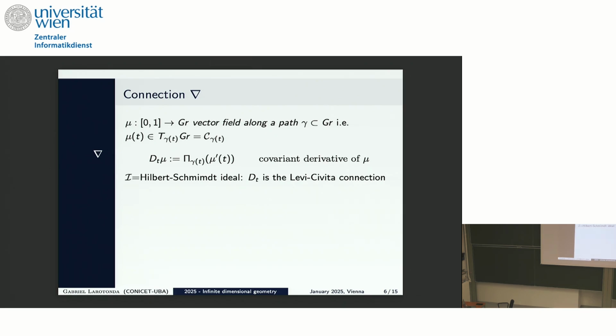There are several presentations of it. And in fact, when we have the Hilbert-Schmidt operators, since these are orthogonal projections, this is in fact the Levi-Civita connection.